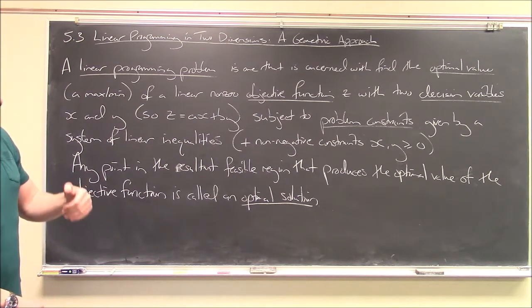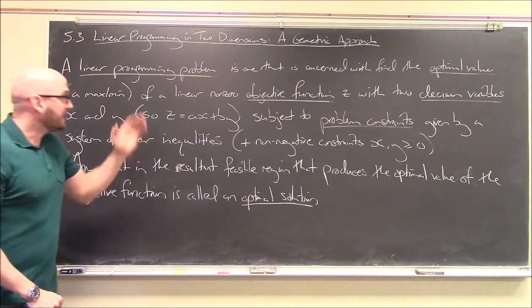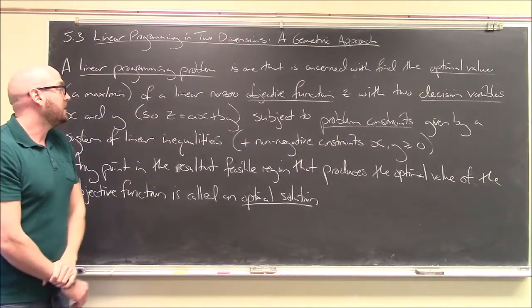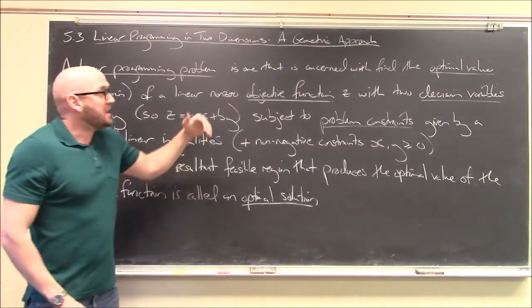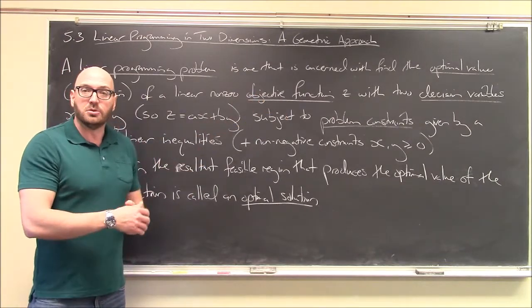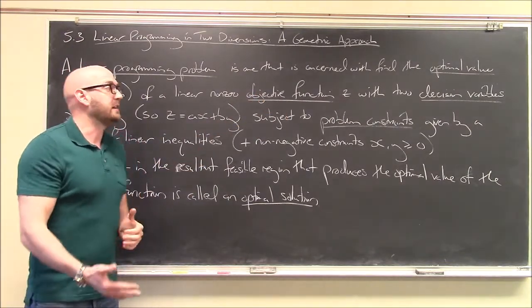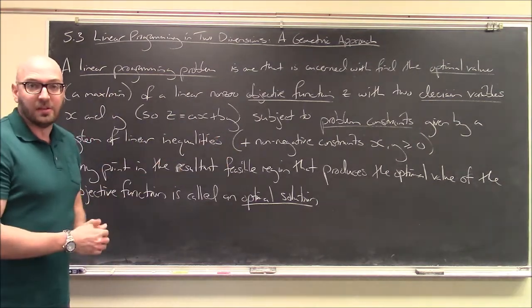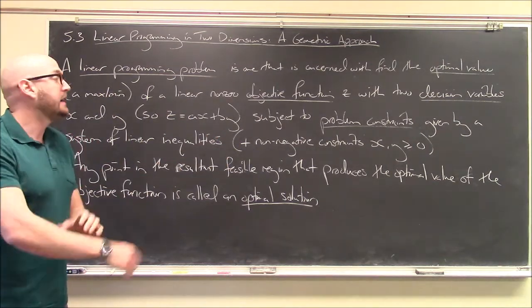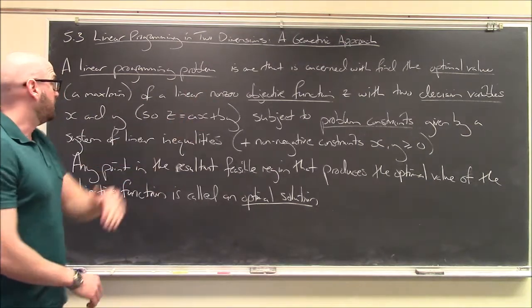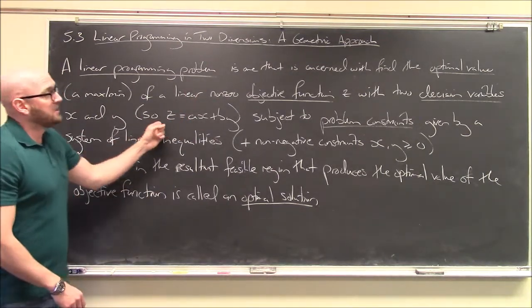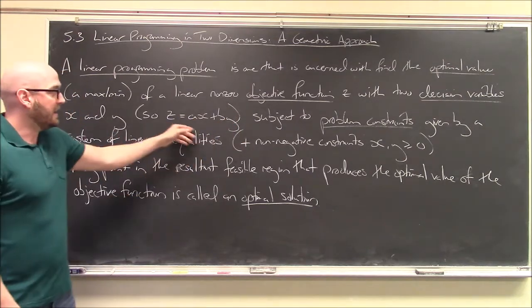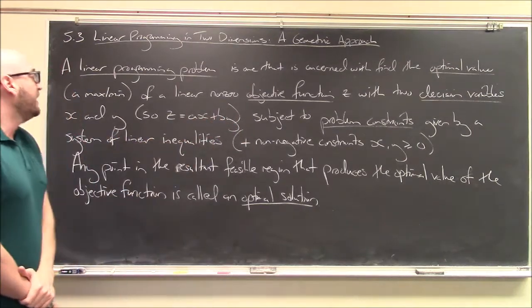So it's concerned with finding the optimal value of a linear, so it's got to be linear and non-zero. It can't just equal constantly 0. A linear non-zero objective function z. So this function that we're trying to maximize or minimize, we call this the objective function. It's got 2 decision variables, which just means it's a function of 2 variables, x and y. We call these variables decision variables. So our function generally looks like this: z is equal to ax plus by, where a and b are constants.